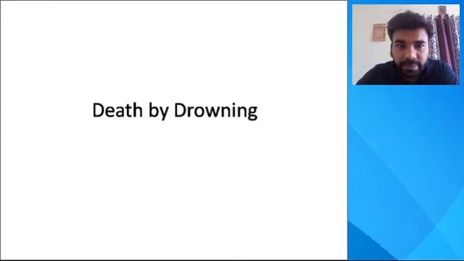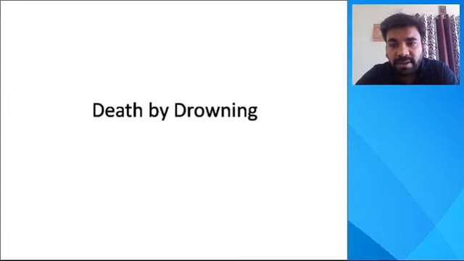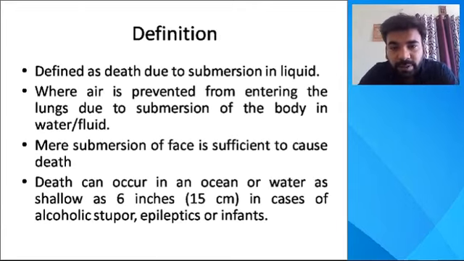As you recollect, in death by hanging, body weight used to play a major role, whereas in death by strangulation and suffocation, the air is prevented from entering the body by some external forces. In death by drowning, death is mostly caused by asphyxia, where air is prevented from entering the lungs by immersion in water. So, if we define death by drowning, it is the death which is caused by submersion in liquid or water. So, the air is prevented from entering the lungs due to the submersion of the body.